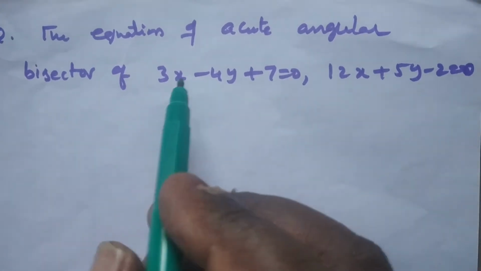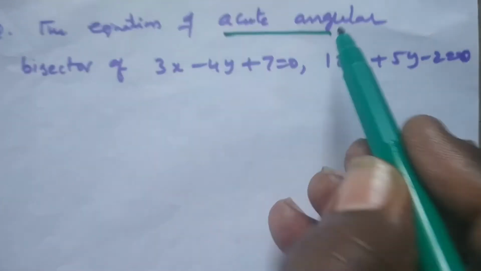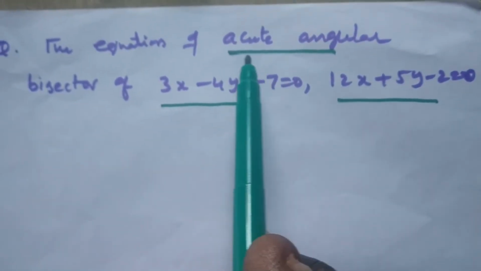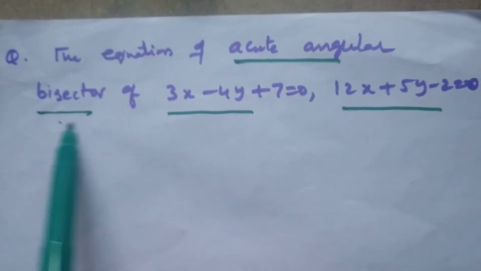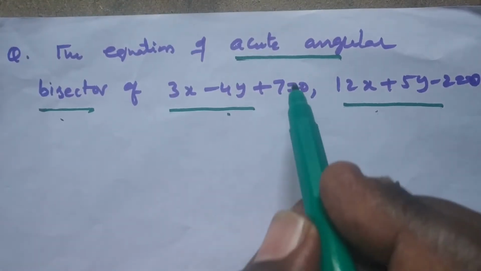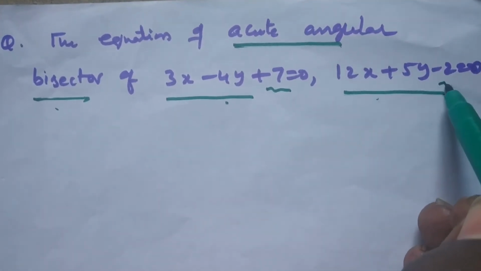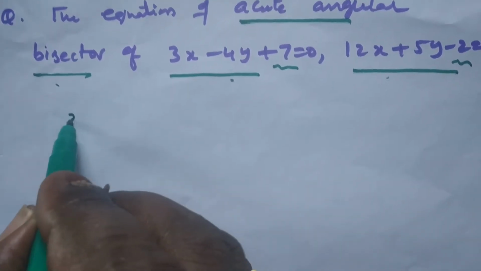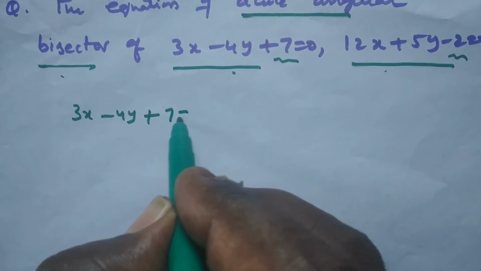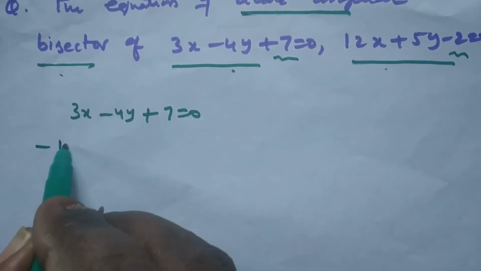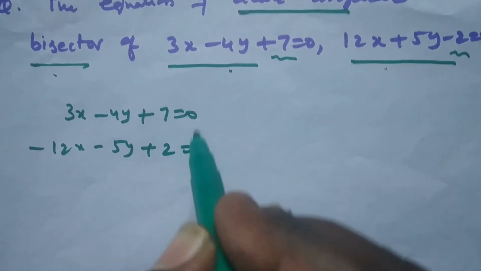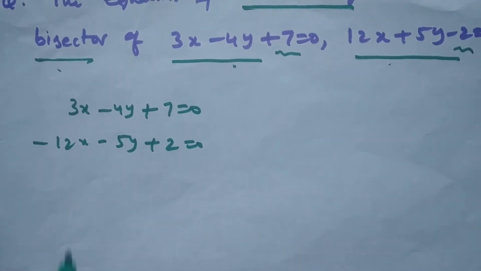Hello students, by using the above concepts, let us do some problems related to them. Find the equation of the acute angular bisector of the given two intersecting lines. First of all, we make these constants positive. So we write the equations as 3x minus 4y plus 7 equal to 0 and minus 12x minus 5y plus 2 equal to 0. These two constants are positive.